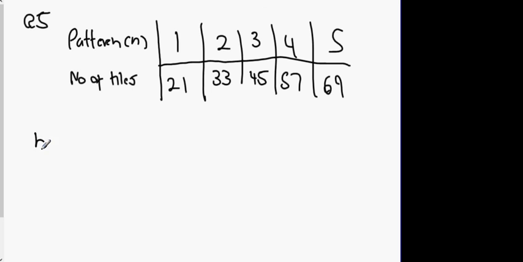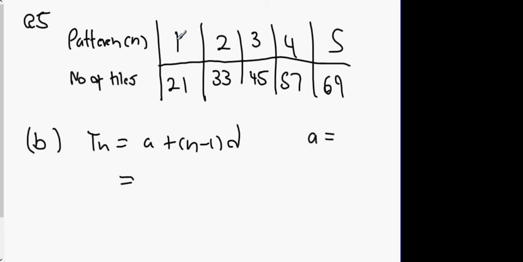Next one is part B. Find in terms of n the formula that gives the number of tiles. It's an arithmetic series. Arithmetic series has the following formula: a plus n minus 1 times d. Now, trick here is, what is the a value? The first one. The very first one. It's not the number 1. It's not the n value. It's how many tiles are in the first value. A is 21. D is the distance between each one, which is 12. So we're going to have 21 plus n minus 1 times 12.